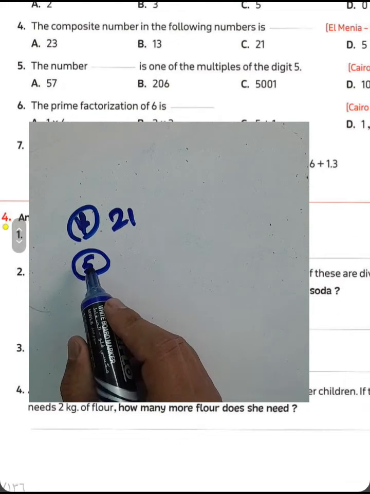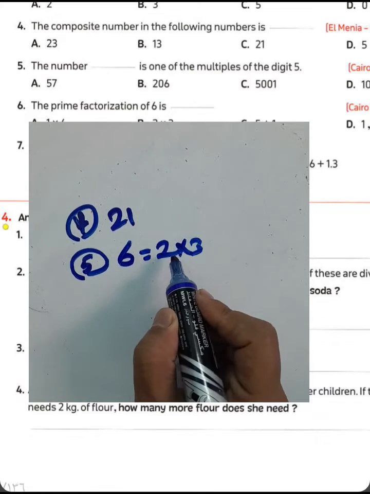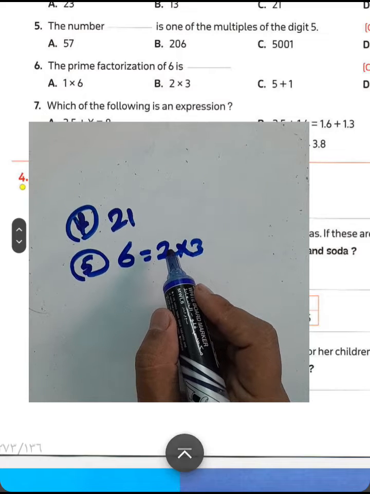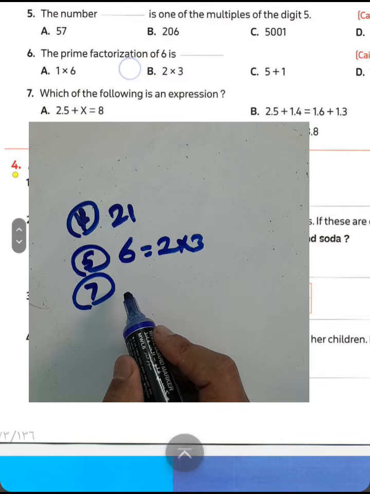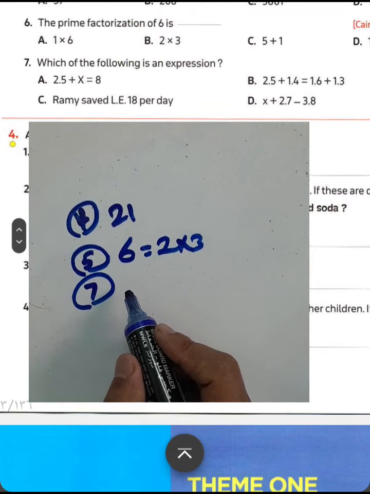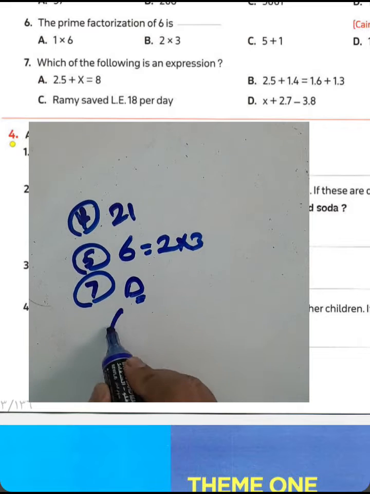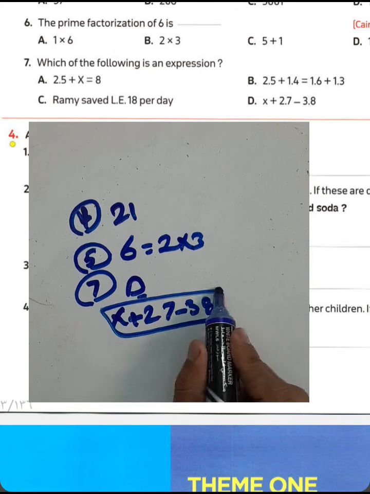Question number 5. The prime factorization of 6. 6 equal 2 times 3. Choose letter B. Question 7. Which of the following is an expression? What is the expression here? Choose letter D. x plus 27 subtract 38. We call it the expression.